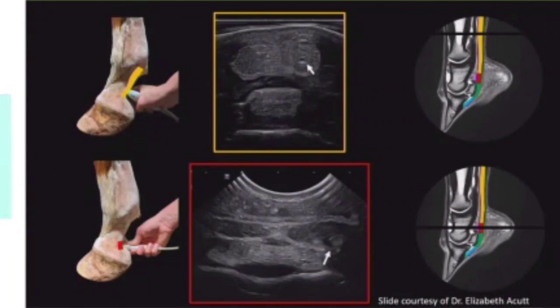Now, down here, we're looking in between the heel bulbs with our microconvex probe. These two black eyes are the deep digital flexor tendon. And here is a dorsal border tear in the deep digital flexor tendon. So what is the relationship between these two?